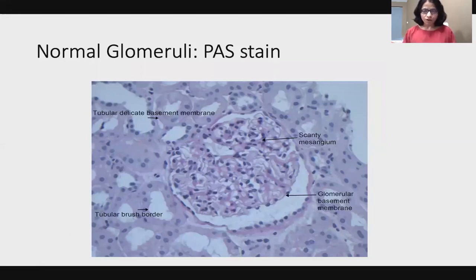Now, as I mentioned, there are a lot of special stains that we use to help us in looking at different components of the glomerulus. PAS stain, periodic acid Schiff stain, is one of them. This is a very useful stain to look at the basement membrane, not only of the capillary loops, but also the basement membrane of Bowman's capsule and the basement membrane of the tubules.